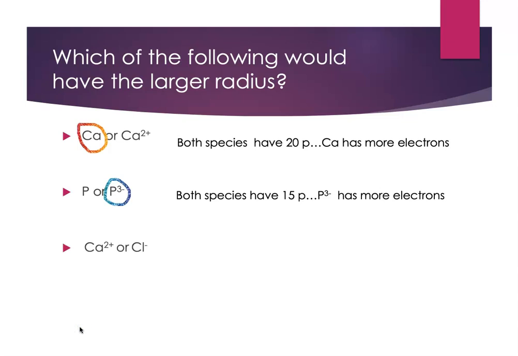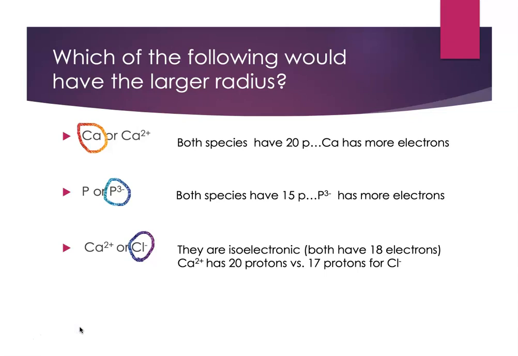If I'm looking at the calcium ion or the chloride ion, this one's a little harder than the other two, but it's still doable. What we have to remember is that both species have the same number of electrons. I would expect chloride to have the larger radius. Why? Well, they both have 18 electrons, but calcium has 20 protons, where chloride has 17 protons. 17 protons won't be able to hold those 18 electrons as tightly as the calcium ion's nucleus can, and that's really what it comes down to.